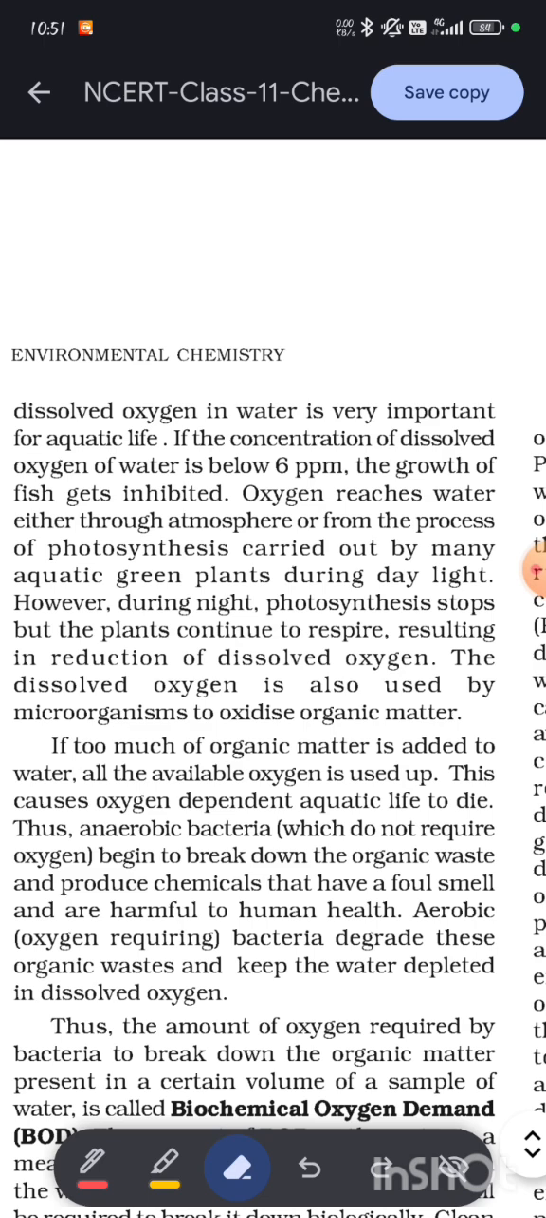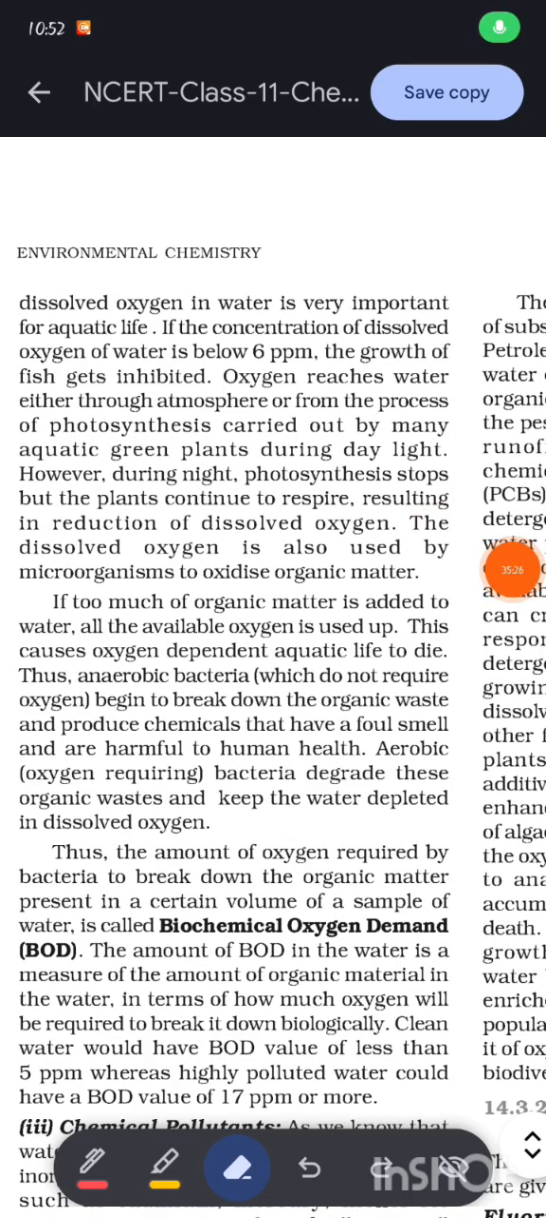The dissolved oxygen is also used by microorganisms to oxidize organic matter. If too much organic matter is added to water, all the available oxygen is used up. This causes oxygen-dependent aquatic life to die. Thus, anaerobic bacteria begin to break down the organic waste and produce chemicals that have a foul smell and are harmful to human health.